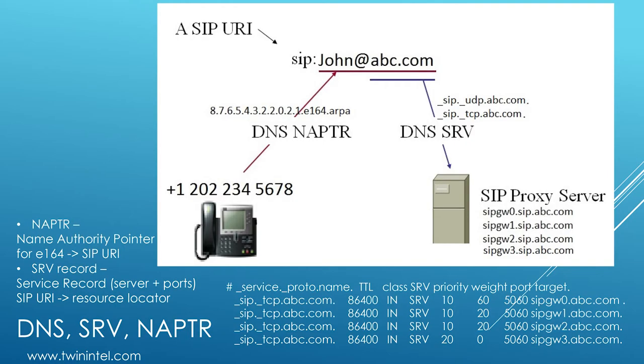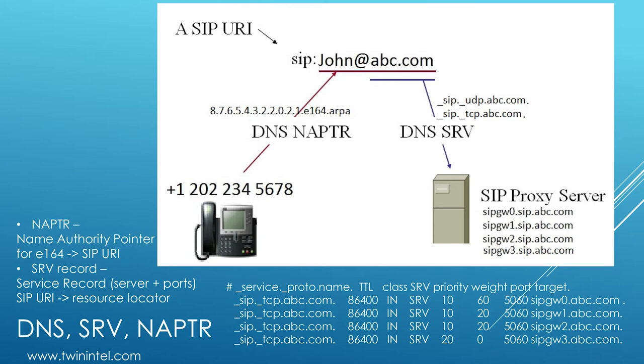So again, going back, since DNS was the key factor in here, let's have a look at how it works. Somebody on the IP device picks up the phone and dials some number, and provided that number is mapped to an address, you basically make a name authority pointer query. You send that to DNS. DNS looks up and finds out, oh, there's an address associated with that number. Then it would do a second inquiry to find the SRV record for that domain name.